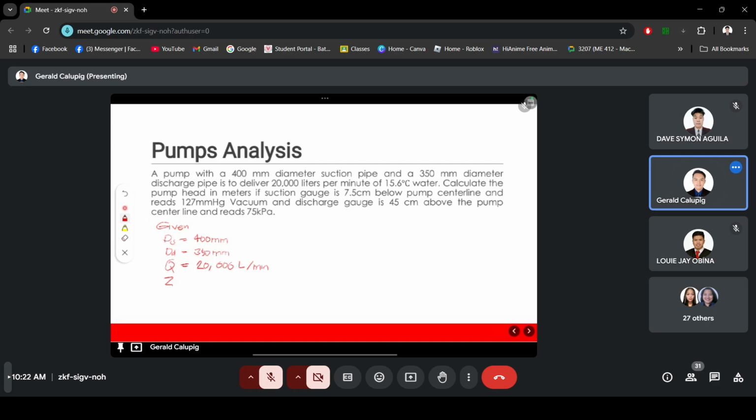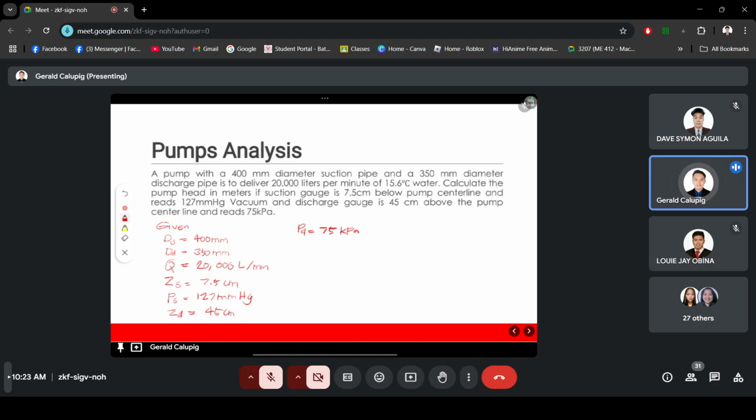Our ZS is 7.5 cm and our PS is what? 127 mmHg. Our discharge ZD is 45 cm. Our PD is 75 kPa. So we are asked to find our total dynamic head. Okay.